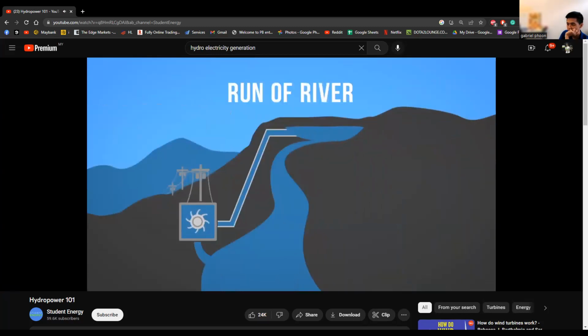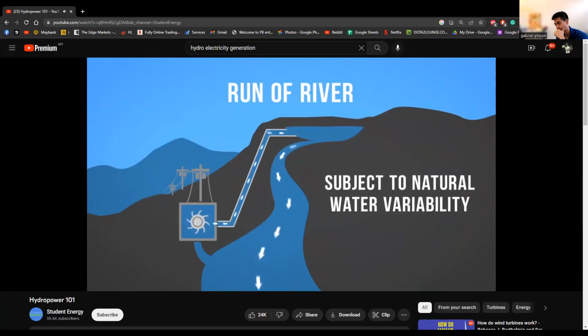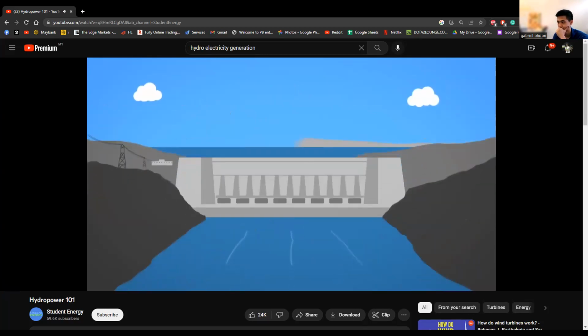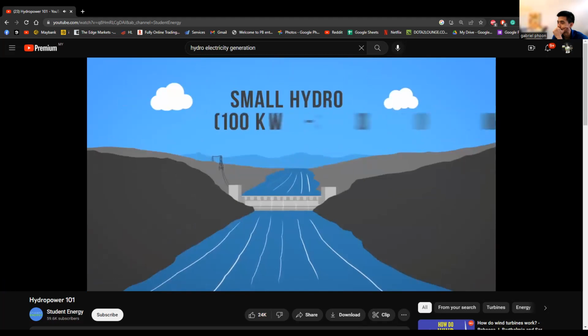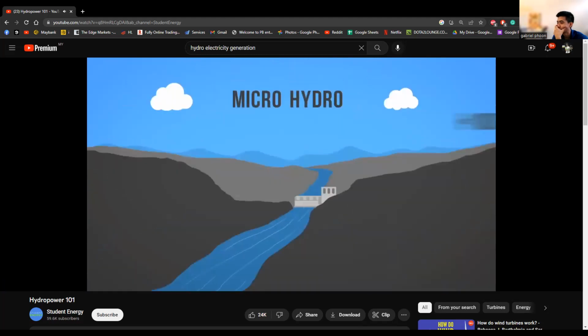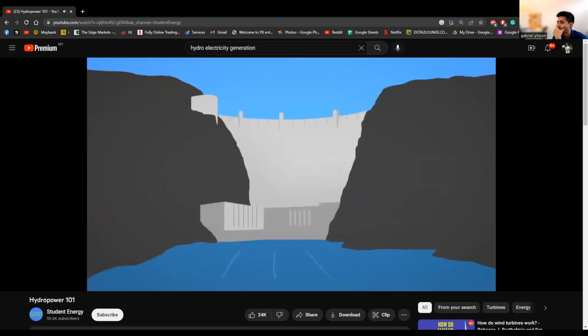The second form of hydroelectricity production is run-of-river hydro. Run-of-river still uses turbines and generators, but relies on natural water flow rates of rivers, diverting just a portion of the water through turbines. Because run-of-river hydro is subject to natural water variability, it is more intermittent than dammed hydro. There are various sizes of hydro plants that produce electricity. Large hydro, greater than 30 megawatts, small hydro, 100 kilowatts to 30 megawatts, and micro hydro, less than 100 kilowatts. The Hoover Dam in the United States is a whopping 2,074 megawatts, which is enough to serve 1.3 million people.